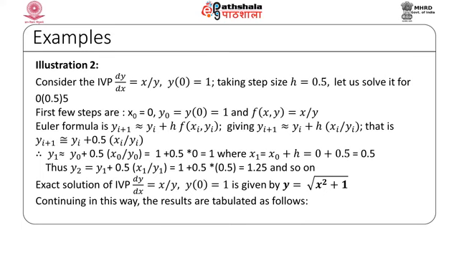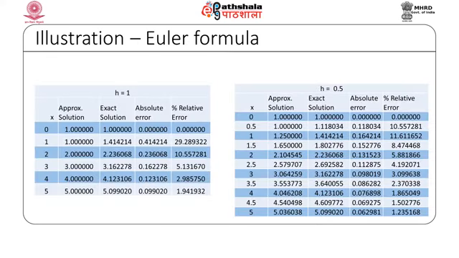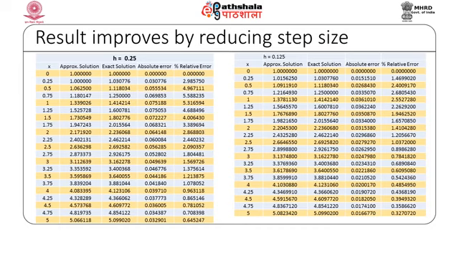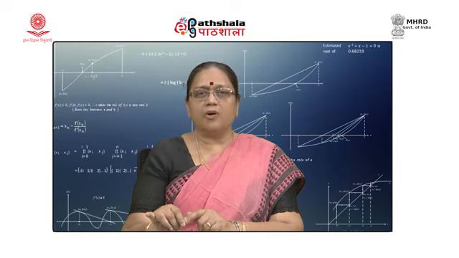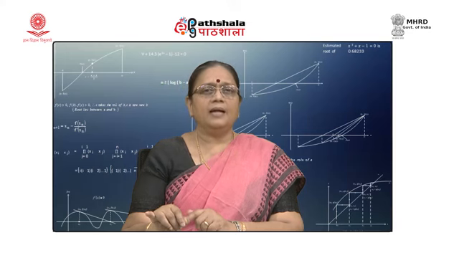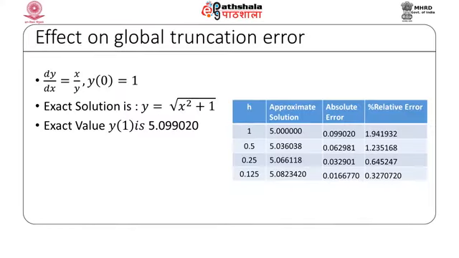The correct solution is given by square root of x square plus 1, and we have tabulated the results obtained with h equal to 1, h equal to 0.5, h equal to 0.25 and h equal to 0.125. I advise you all to write your program or use any package, Maple or Mathematica or MATLAB, or write a program in any programming language you know, and run these programs and verify these results.